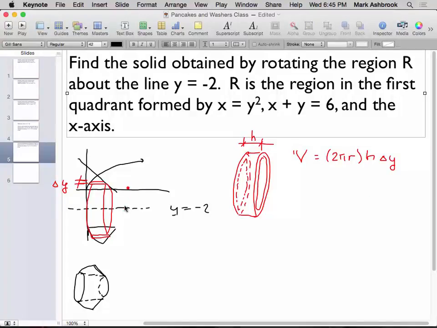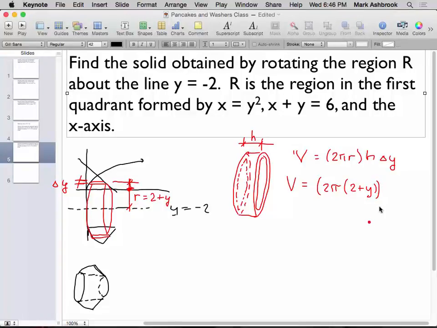So the radius of the shell is like this, from the center of the shell out to the strip. So what will that be? 2 plus y, right? 2 plus y is going to be that radius. Y coordinate is the distance up from the x-axis, and then you're going to add an additional 2 for this rotation around y equals -2. So that's going to be 2 plus y.